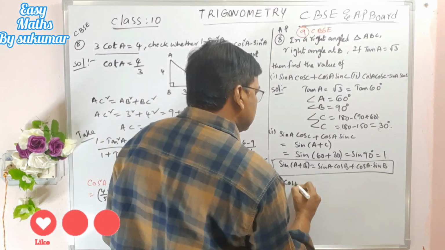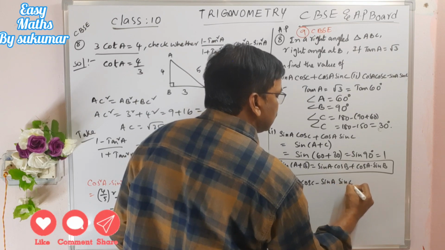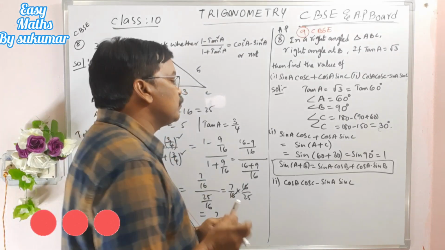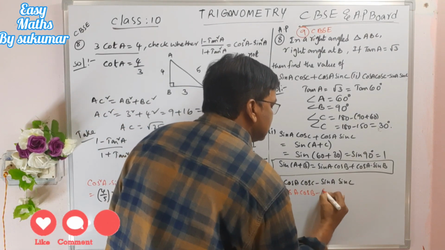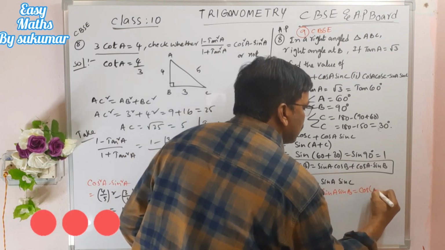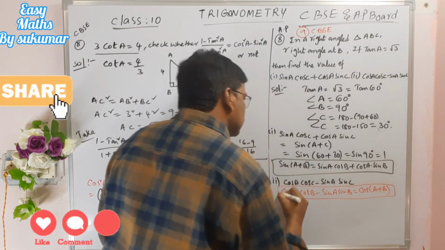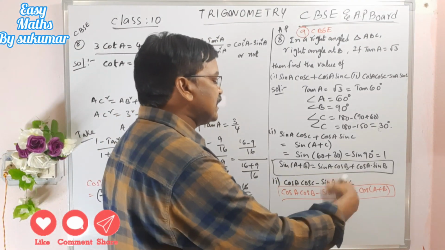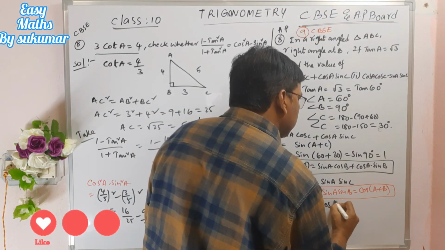Right. Now coming to the second one, what is the second question given here, second bit? Cos A cos C minus sin A sin C. Actually, there is another identity. What is that identity? Cos A cos B minus sin A sin B is equal to cos of A plus B. So here, instead of cos A cos C minus sin A sin C, simply we can write cos of A plus C.